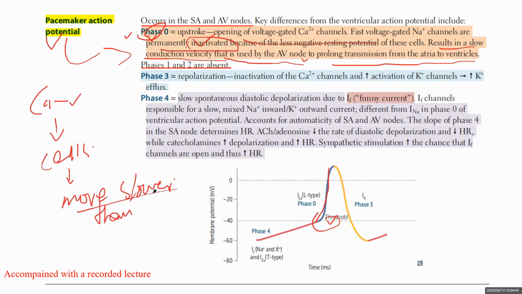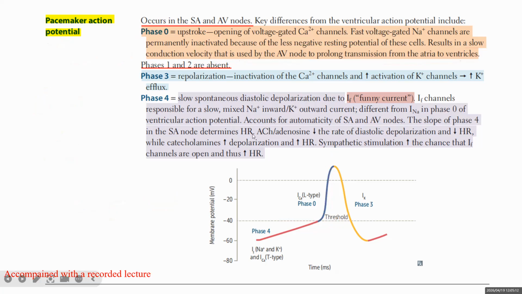Their conduction is slower than the sodium ones, right? And that is why the upstroke also starts with getting slower upward. So you can just say that the phase 0 of the pacemaker cell is less steep than that of the ventricular cells. Now just see that. Why is that?